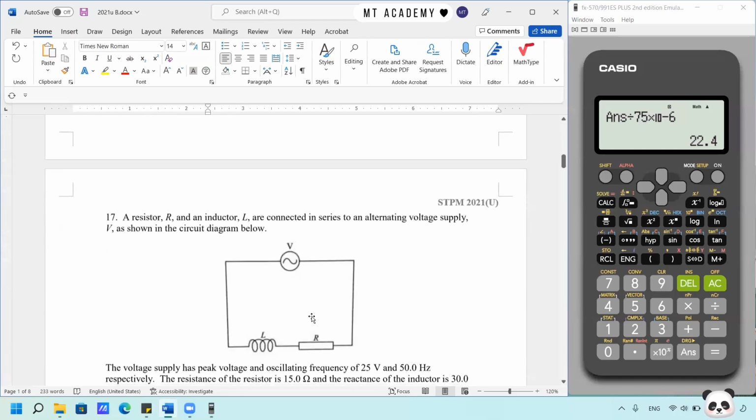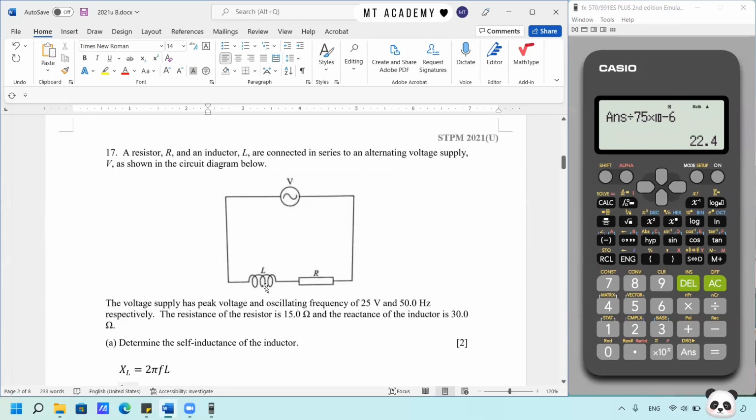Question 17: resistor R and inductor L connected in series to an AC voltage supply. So this is an RL circuit. We have a peak voltage of 25 volts and a frequency of 50 hertz. Resistance is 50 ohm and the reactance of the inductor is 30 ohm. So you learned about the formula of the reactance of the inductor.